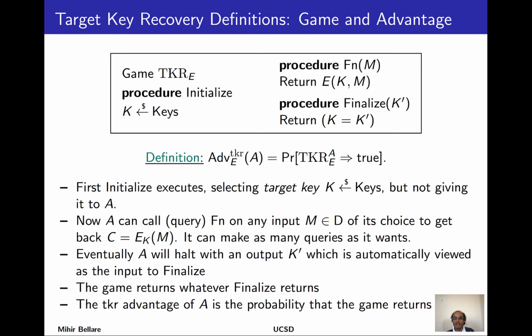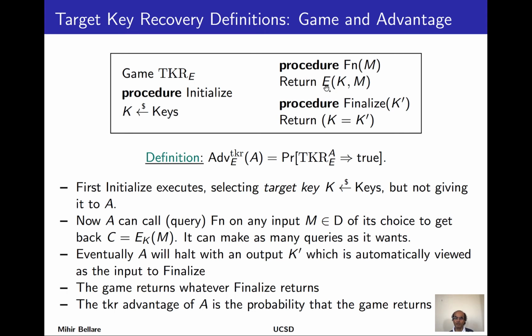The procedure the adversary can call is called FN. It stands for function. The adversary provides a message M. What is this message? Anything in the input space of the block cipher, any input to the family of functions or block cipher. And once the adversary has provided that, the game processes it in the following way.